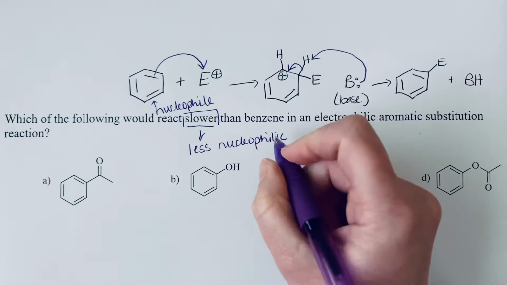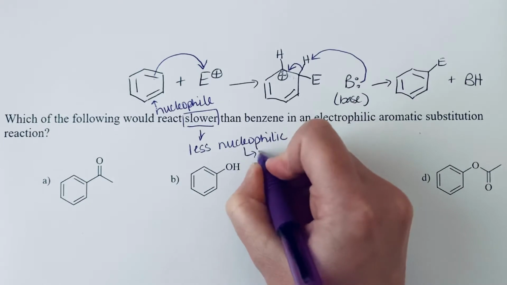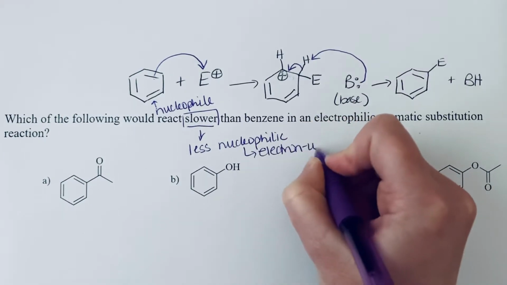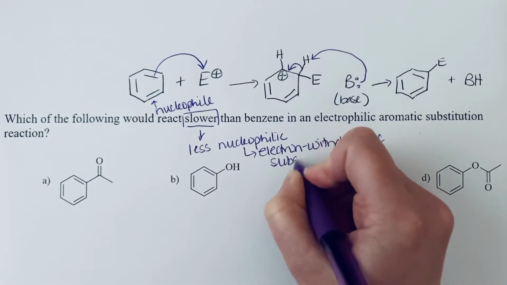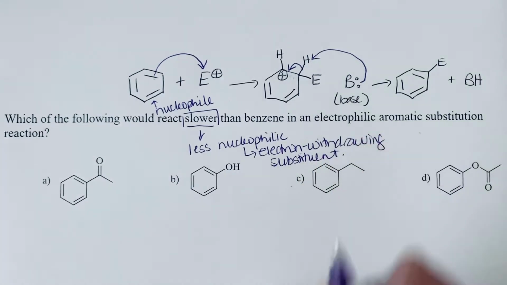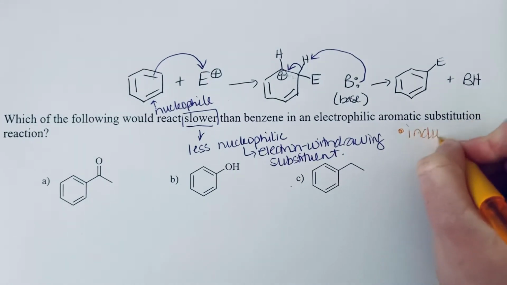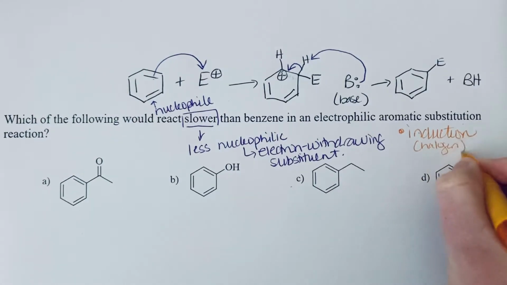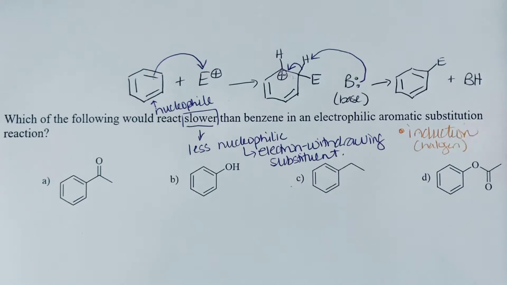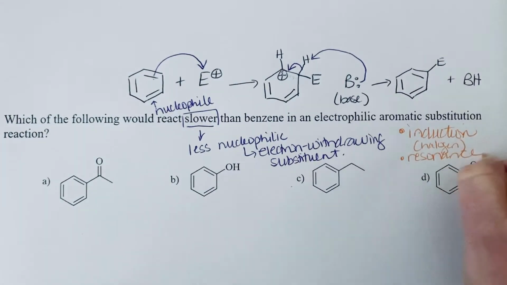which means that it's less nucleophilic because the electrons are being withdrawn. So we're looking for an electron withdrawing substituent. We can have something that is electron withdrawing through induction, so if you have an electronegative atom like a halogen, oxygen, or nitrogen, we'll see that although they are electron withdrawing through induction, they can also donate through resonance. And so we also want to look for resonance in terms of electron withdrawal.